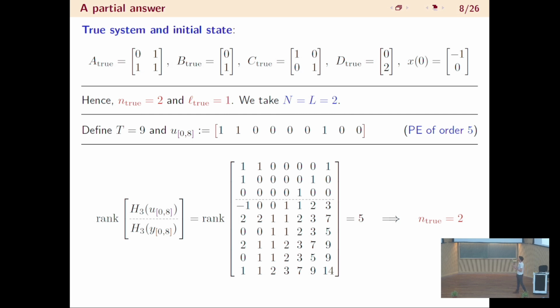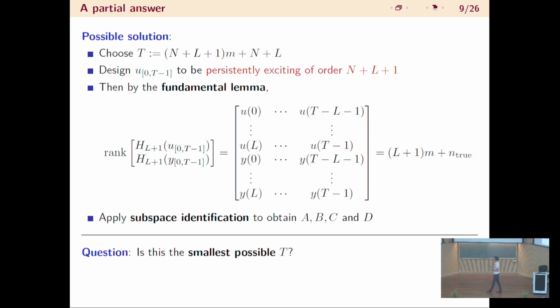Now, the big question, in my opinion, is: I could of course go through this procedure, apply this persistently exciting input, but is this somehow the best that we can do? And what I mean by best is, is this the smallest number of samples, T, that I can achieve? Necessarily, for you to be persistently exciting of this order, you need this many samples. But are there experiments with fewer samples for which you can still identify the system? That's the question.